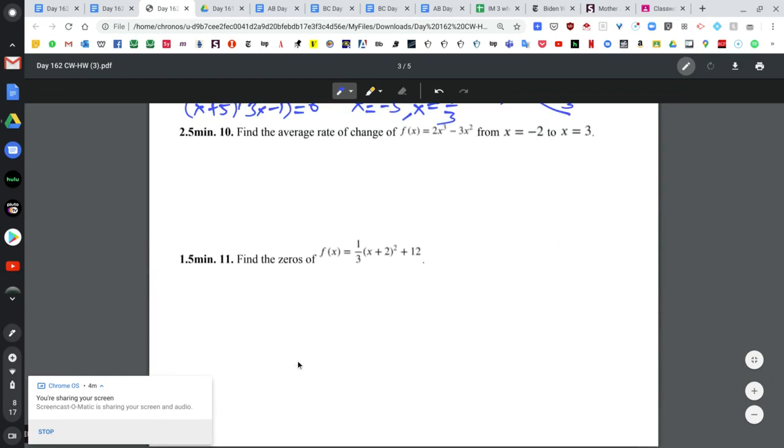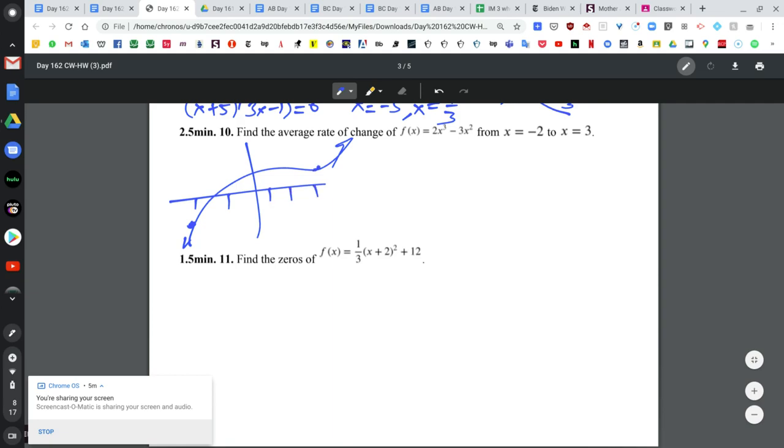So it says, what's the average rate of change of that function from x equals -2 to x equals 3? In simple language, it's really asking for the slope, or what is called the secant line. Say this is x equals -2. I'm just making a rough graph. Okay, so that's x equals -2. Say this is x equals 3.